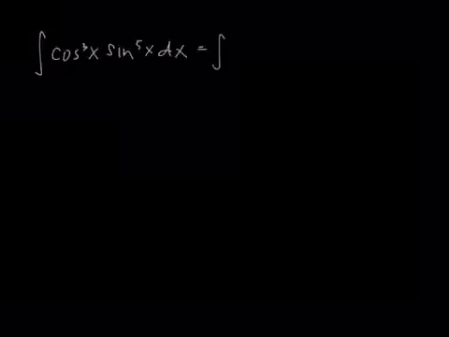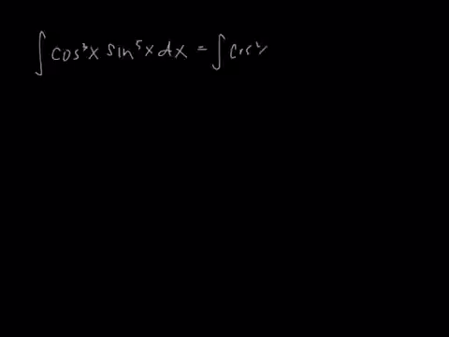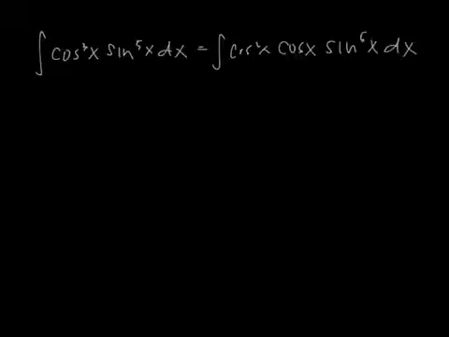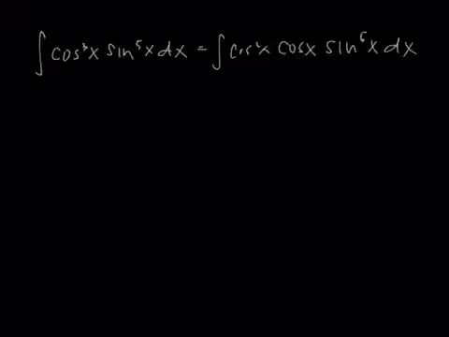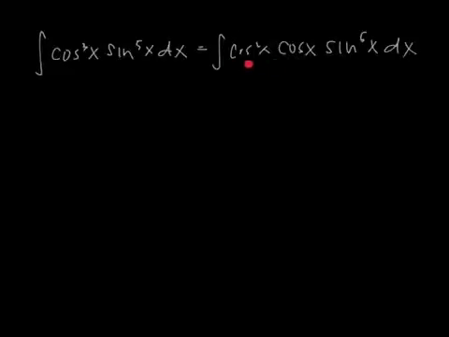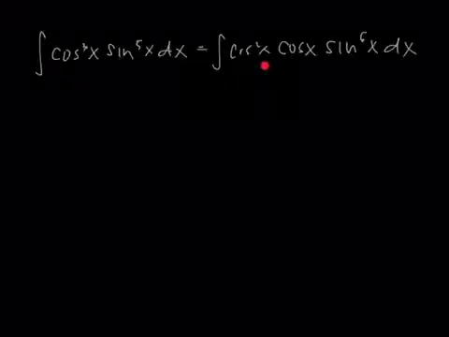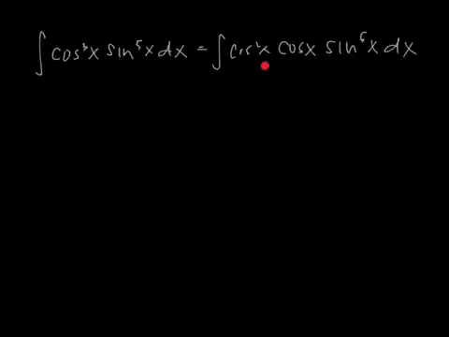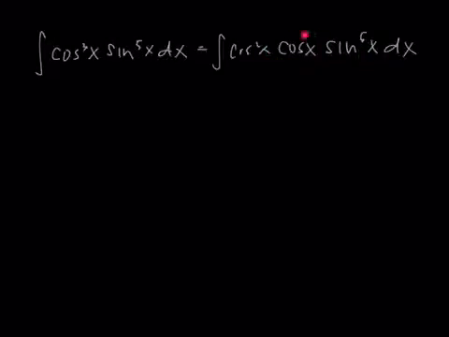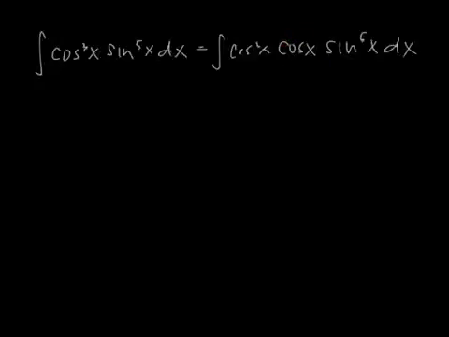Namely, I have to change this to be cosine squared of x. Now, why cosine squared of x? Because that's changeable into sine of x times cosine of x, because that's what I'm going to use for my substitution, times sine to the 5th of x dx. Now, I did this because I can change this guy to be sine squared of x, 1 minus sine squared of x to be specific. And then I can use a u substitution to get rid of all the sines, and I have a cosine left over to do that substitution.